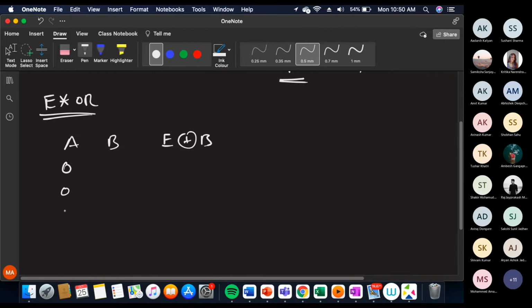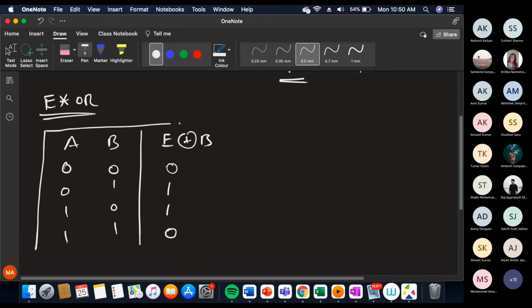The inputs are 0 0 1 1 and 0 1 0 1. Tell me, 0 0 gives what in XOR? 0 0 gives 0, 0 1 gives 1, 1 0 gives 1, 1 1 gives 0. Okay, so this is the output of the XOR gate. Kindly pay attention. If you understand this XOR gate, you will understand the subtraction. It is pretty simple.